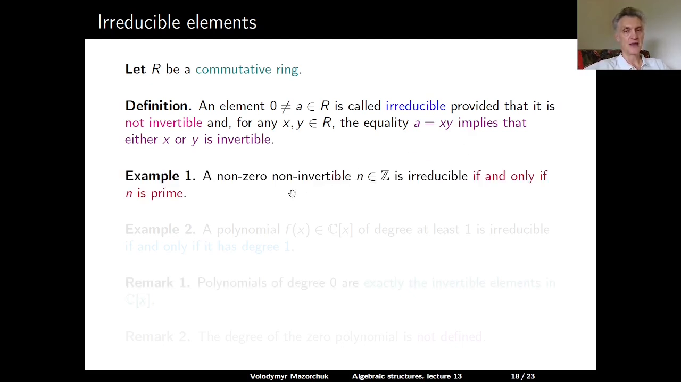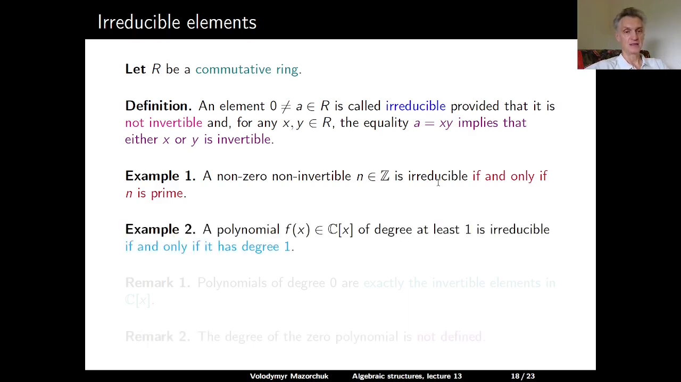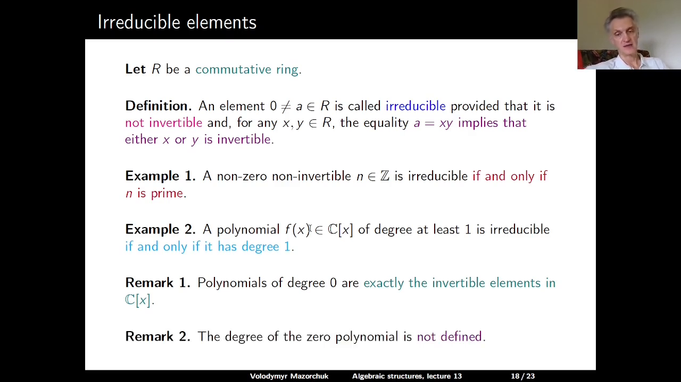For example, a non-zero non-invertible integer is irreducible if and only if it's a prime number. Another example: if you have a polynomial of degree at least 1 with complex coefficients, this polynomial is irreducible if and only if it has degree 1. That's a consequence of the fundamental theorem of algebra, that each polynomial with complex coefficients, which is not constant, has a root. Let us remark that polynomials of degree 0 are exactly the invertible elements in the polynomial ring, and that the degree of the zero polynomial is usually not defined.